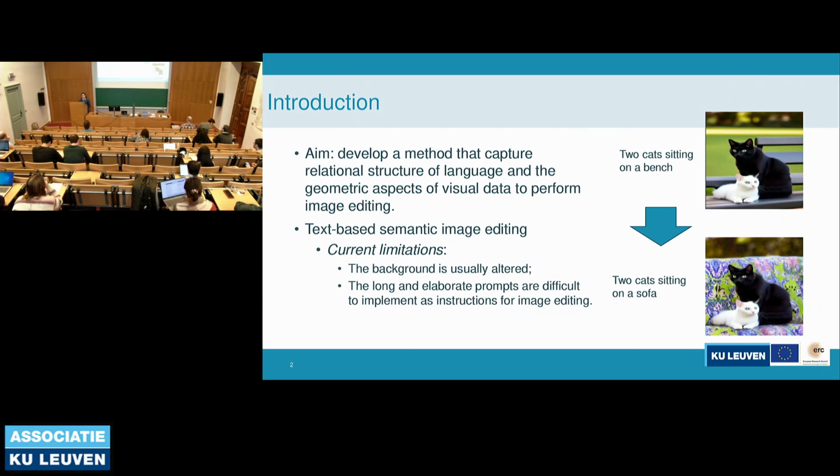Now, this task is quite popular, so there are already numerous methods proposed for this problem, but they have some current limitations. Usually they have a problem preserving the background properly, and by background we understand all the information that is not related to the captions. For example, we also consider the cats as background, so it's something that should stay unaltered. And they also have a problem editing images using long or more complex prompts.